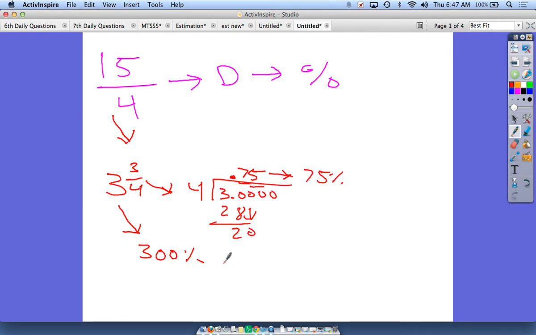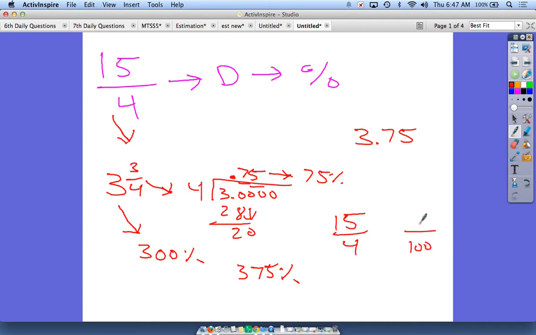So a couple ways we could write this. As a percent, it's going to be 375%. As a decimal, we've got 3 wholes, and then we've got 0.75, so it should be 3.75.